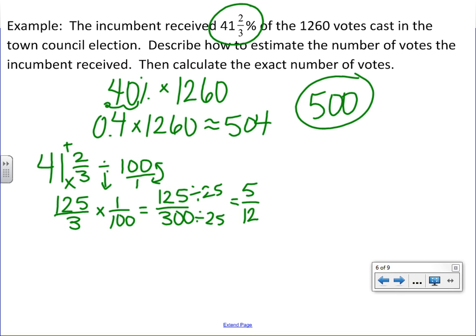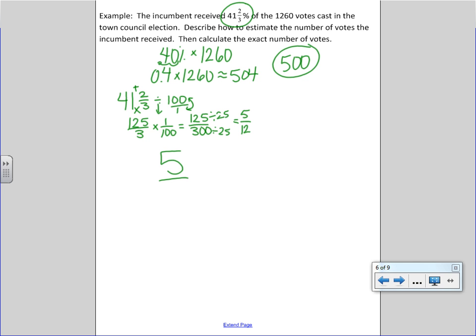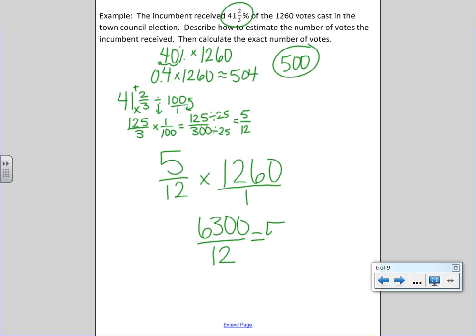Now that I have this number, I can still say that the incumbent received 5/12 of, which means to multiply, the 1,260 votes, which I can make a fraction by putting it over 1. So 5 times 1,260 gives us 6,300 over 12, because 1 times 12 is 12. So when we take 6,300 divided by 12, that will get us 525 votes. Final answer.